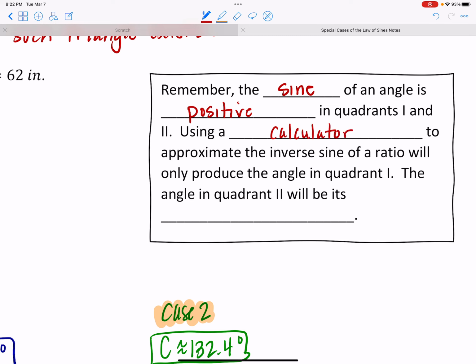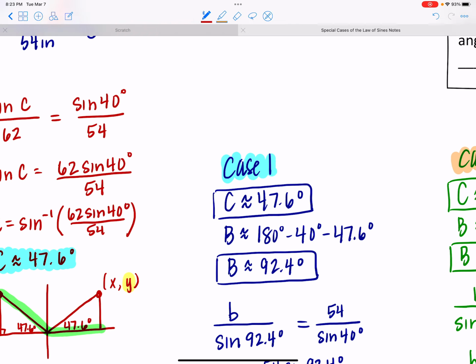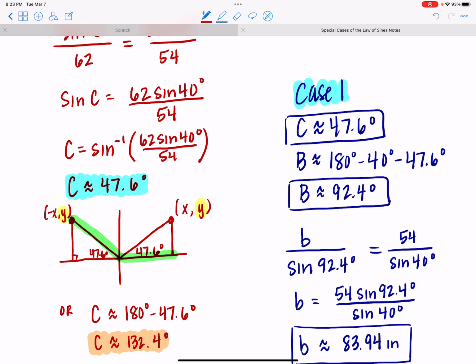If we're using a calculator to approximate the inverse sine of a ratio, that calculator is only going to produce the positive angle that's in quadrant 1. So we have to do the work to produce the angle that's in quadrant 2, but as we saw in the diagram here, when we are looking at those two angles, which are formed by the same triangle, the one in quadrant 2 will be supplementary to the one in quadrant 1. So the angle in quadrant 2 is supplementary to the angle in quadrant 1.